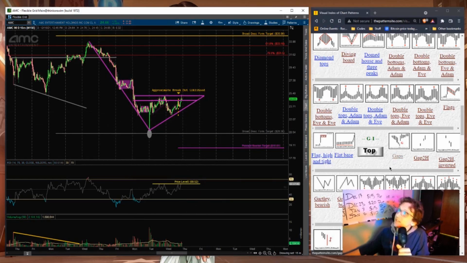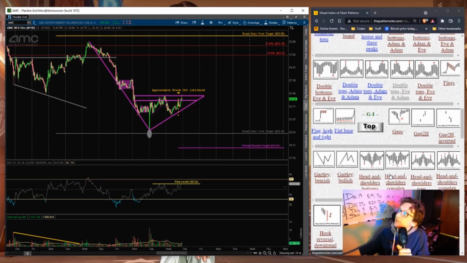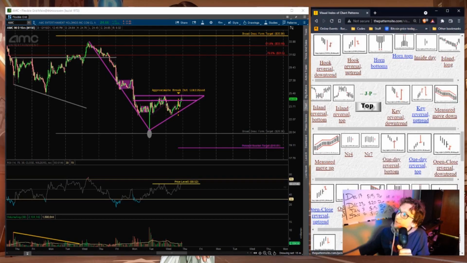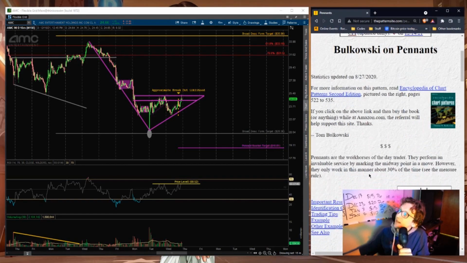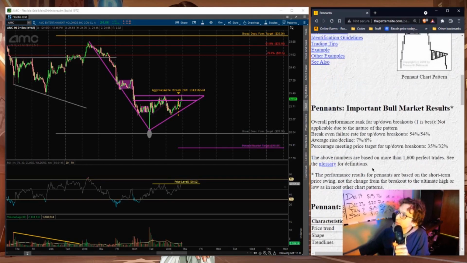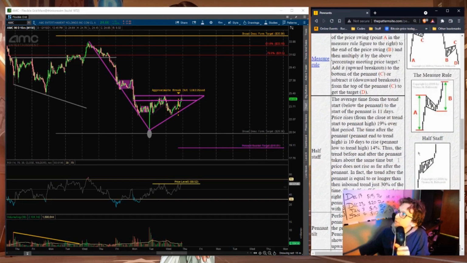Bulkowski does note on his webpage, which I have pulled up here on the right, that ideally, the price target for a pennant should be at a price level equal to the height of the first leg. That doesn't make sense. Let me show you. Here we go, scrolling. So here, this picture right here. The height of the flagpole, A, should equal the height of the breakout, shown in B. Ideally, but that's not what happens.